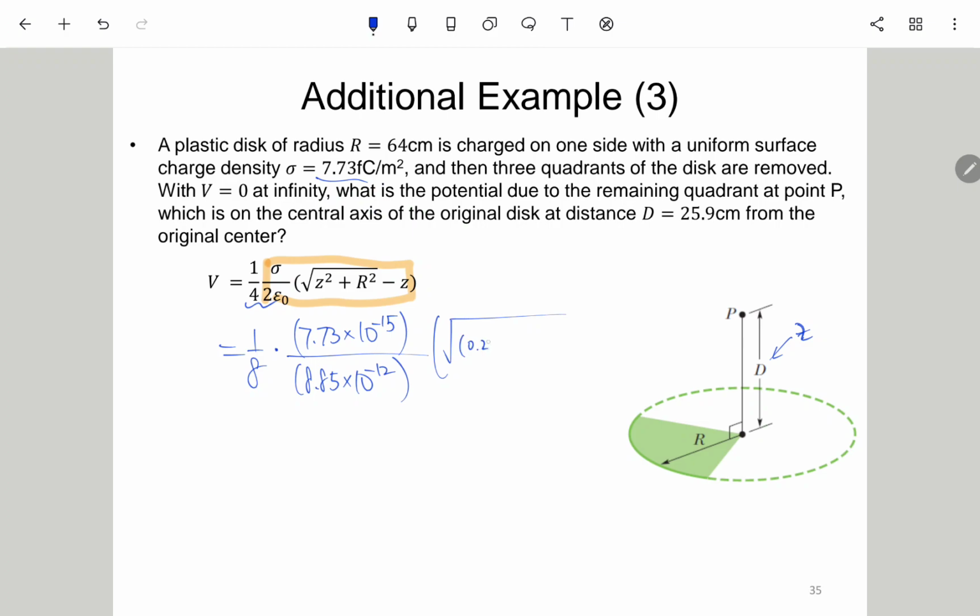So this is 0.259 quantity squared, plus R. R will be this 64 centimeter, 0.64 quantity squared, and then minus 0.259. Okay, so this is it. Finally the answer will be 4.71 times 10 to negative 5 volt.